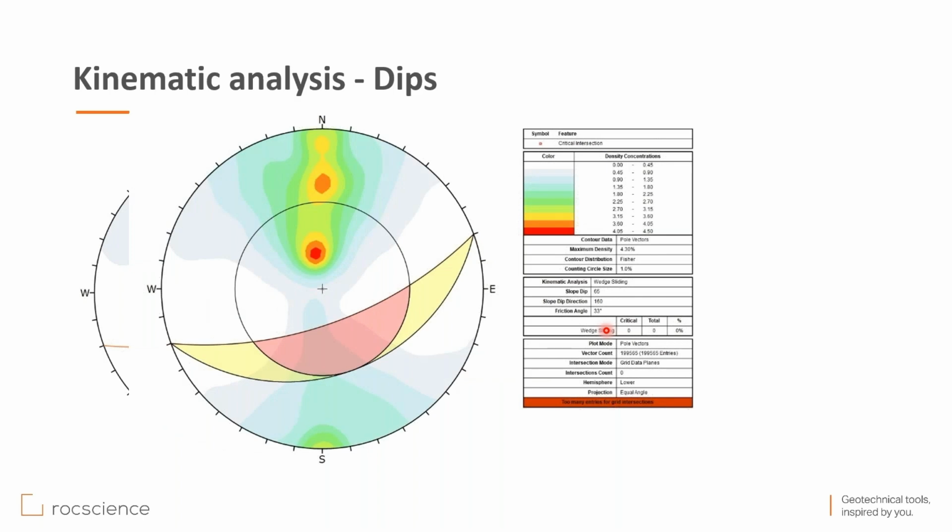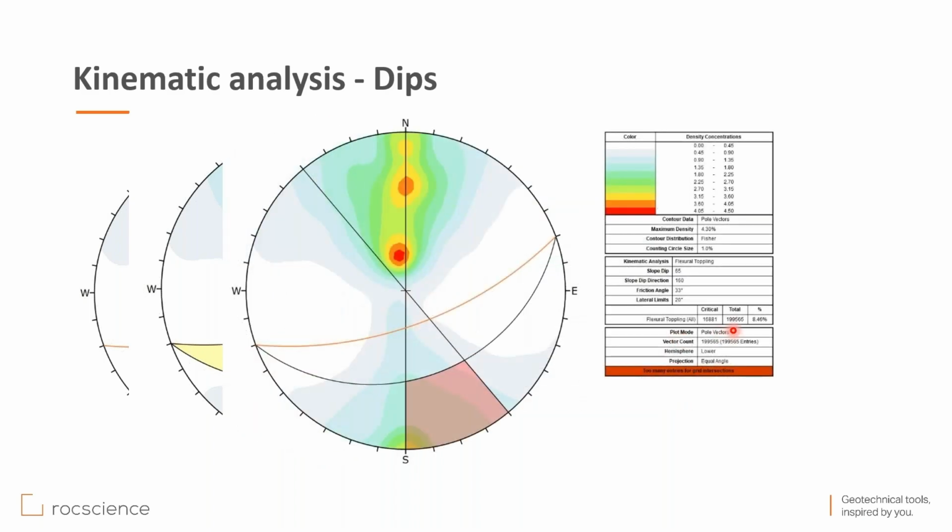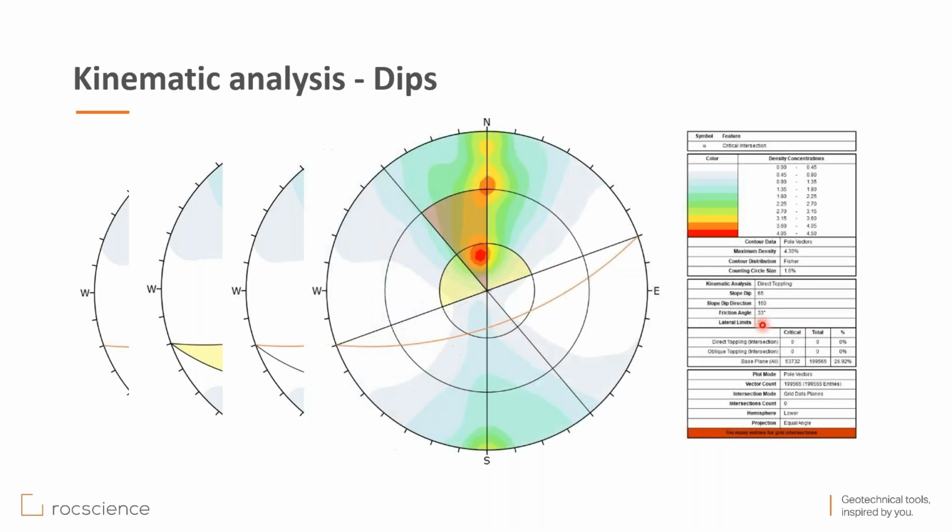Regarding one of the most important failures, the wedge sliding, we are happy to see that we have 0% of wedge sliding. Regarding the flexural ones, we can observe that we have around 8%. And in the case of base plane types of failure, we have a bigger percent, around 26. You can see here that the direct toppling intersection and oblique toppling intersection are with 0%.